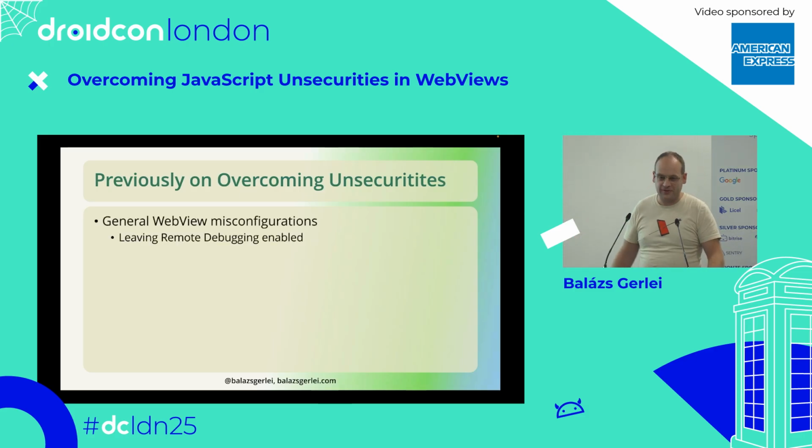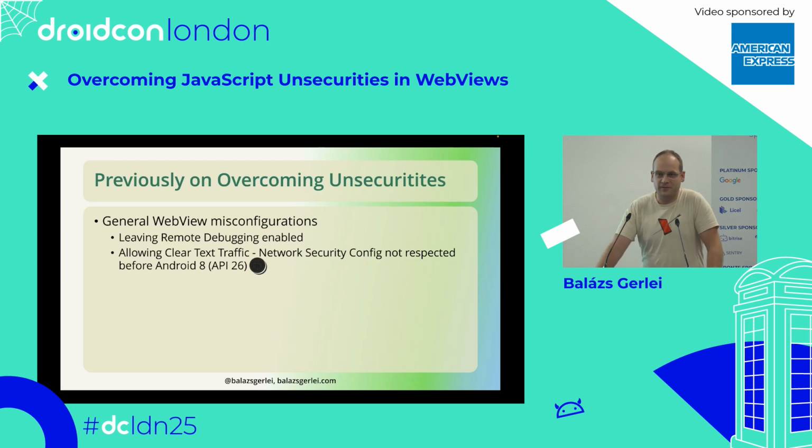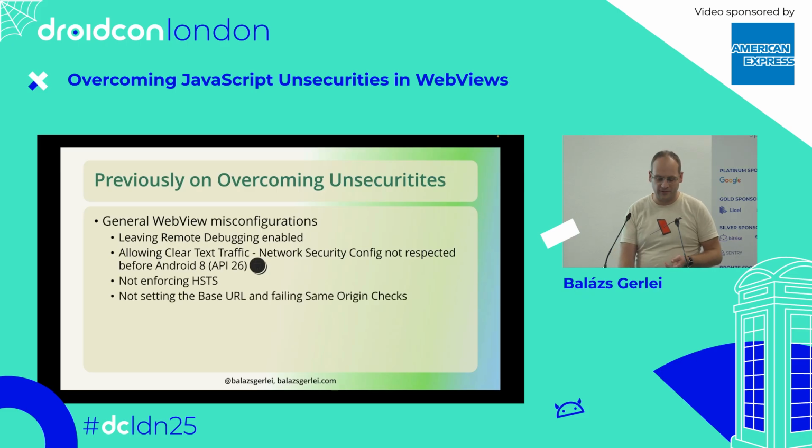So anyways, last year, just to recap and be clear that you don't need to watch the previous one to understand this one, I talked about why leaving remote debugging enabled for a WebView is a bad idea, that then anyone can access it via Chrome inspection tools. Also about allowing clear text traffic. I hope it's obvious why it's not a good idea, but maybe you didn't know that even if it was disabled in network configuration, it's not respected until Android 8 by WebView. And also about not enforcing HTTP strict transport security, which is only relevant if you do want to enable clear text traffic for some reason.